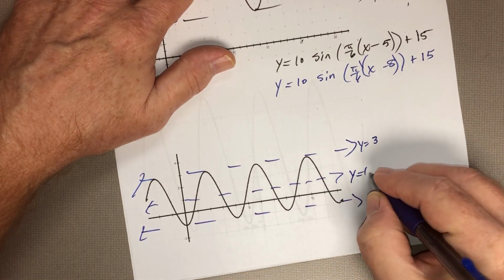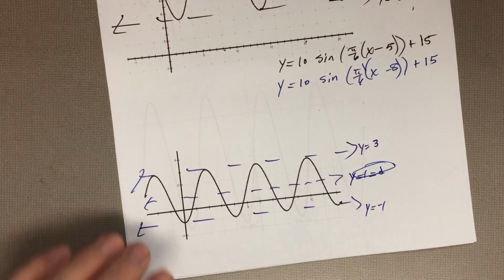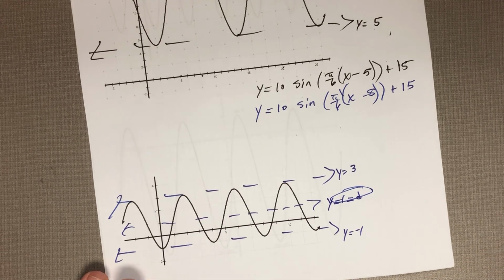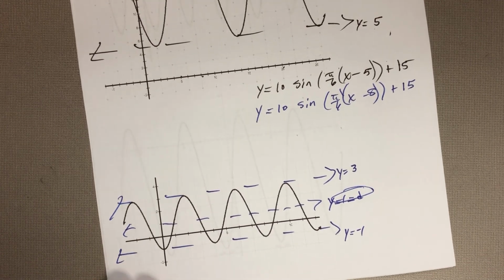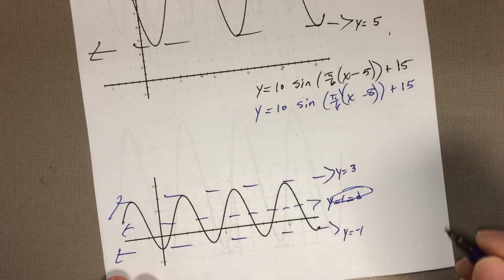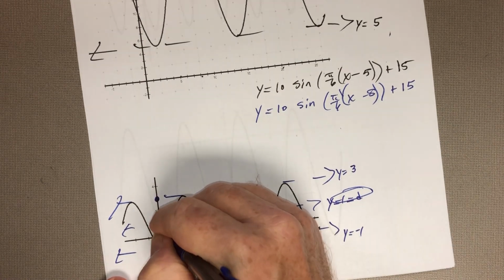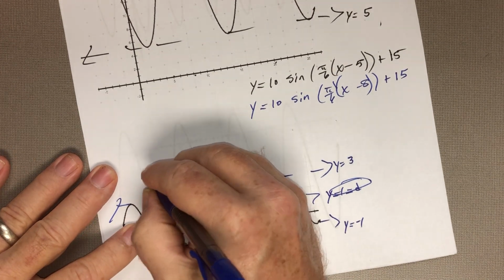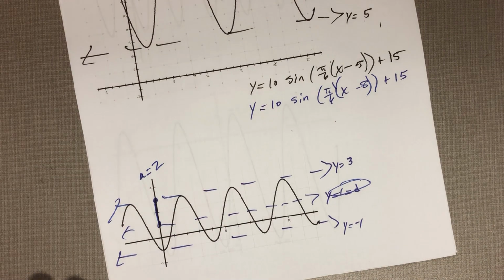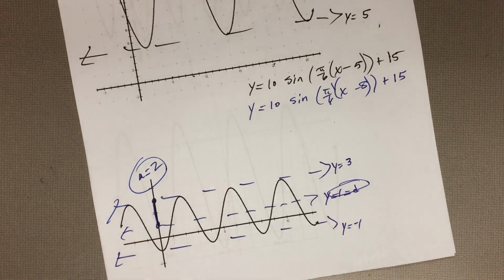Y equals 1, and that's your D value. That's your vertical translation. The distance between those two, that distance right there, is your amplitude, and that's 2. So A could be positive or negative 2. I'm going to make it easy and leave it as positive 2. I've got A. Now I need B next.